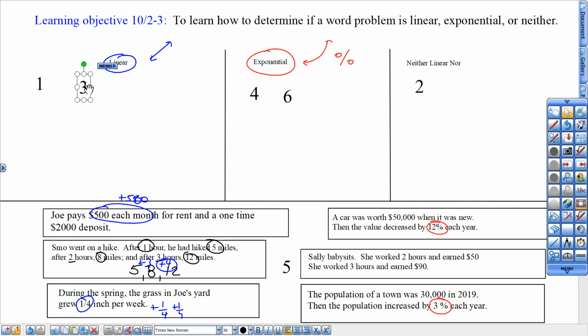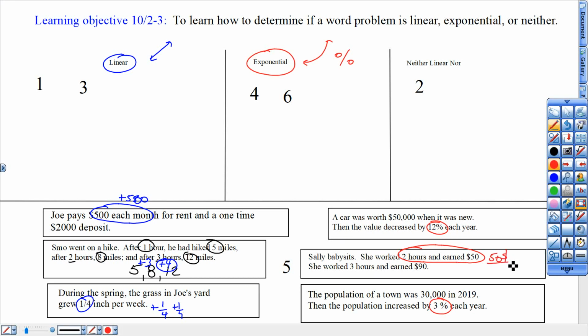And then my next one, I need to do a little bit of math. So if I take 50 and 2, I divide that to find the rate. $50 divided by 2 hours gives me $25 for every 1 hour. That's its rate of change. That's its M number. That's the number that goes in front of X.